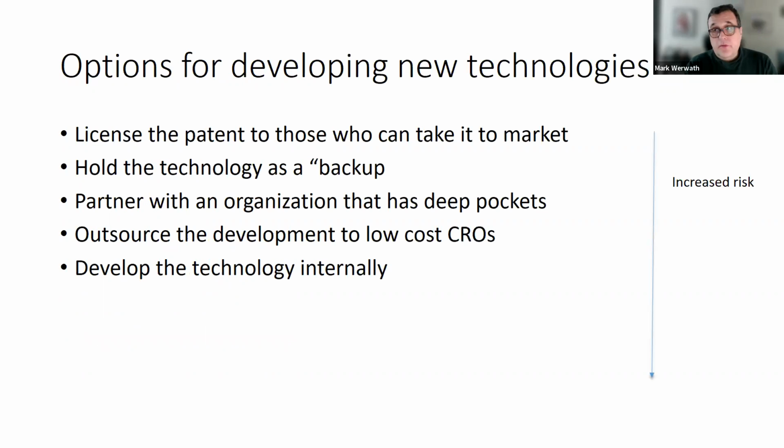What are your options for developing these new technologies? So obviously the first thing you can do, and the simplest thing, the lowest risk thing, is to license the patent to those who can take it to market. So in the worst case, you have no capacity, or you have no expertise, or you have no desire to pursue a technology or a market. And it could be one or the other, or both. You might say, look, we're not interested in the European market or the Asian market, or we're not interested in this application. So in that case, you license it to those who do.